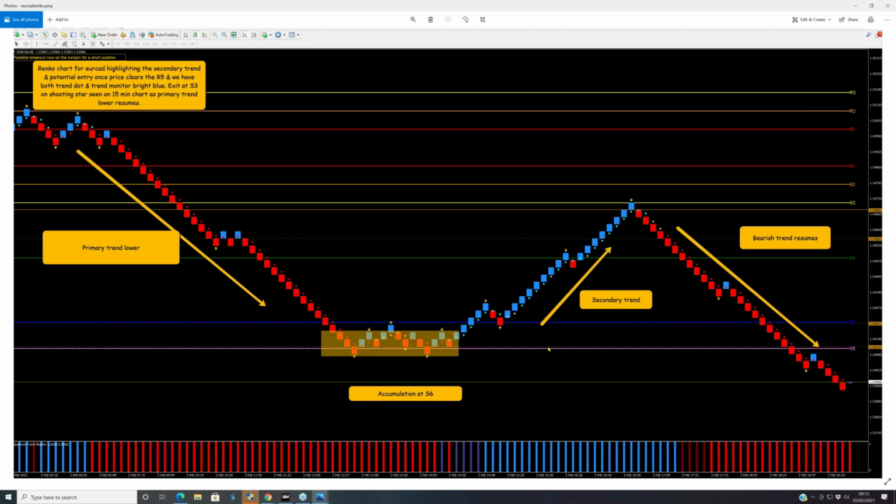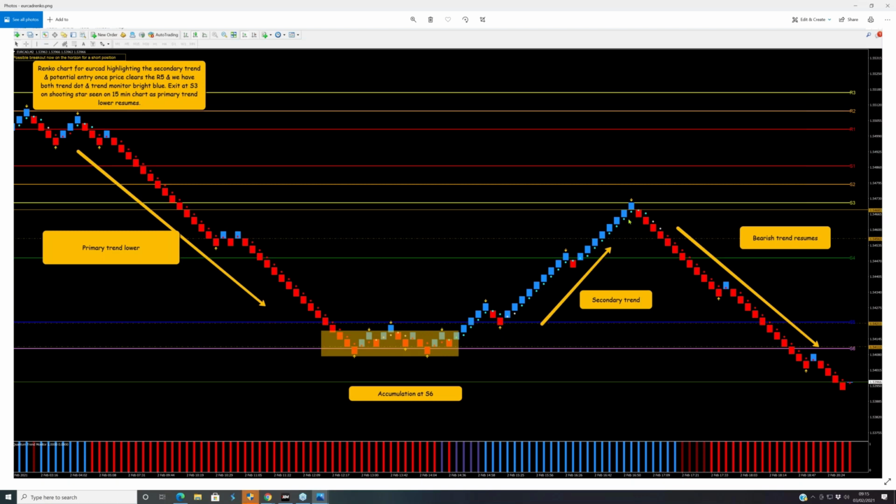Having the Camarilla levels on the Renko chart makes life a lot easier. You have this accumulation phase. Then you have this tradable secondary trend. Where would your entry be? Well, again, you would use support and resistance, you would use volume, you would use candle patterns. Once it starts breaking away, we have this matching of the two colors, and away we go. Now, as I said earlier, we don't see the shooting star on Renko because we don't have wicks.